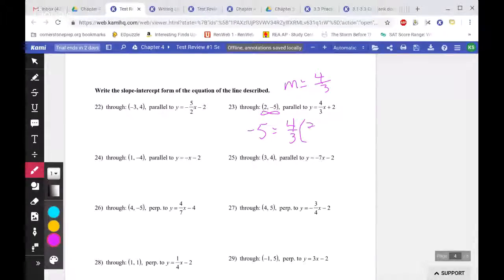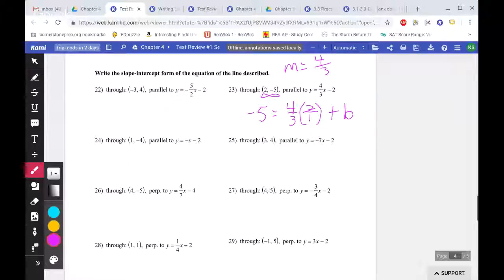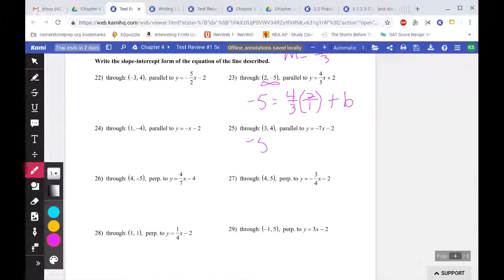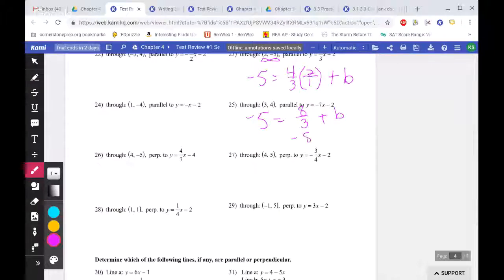And once again, since my slope is a fraction, I'm going to make my coordinate a fraction by just setting it over 1, because any number over 1 is that number. That's how you make it a fraction. I don't know what B is, just like the other ones. I'm looking for B. And I'm going to subtract 8/3 from both sides. So I want to get a common denominator, because that's just how Miss Sparks does things.